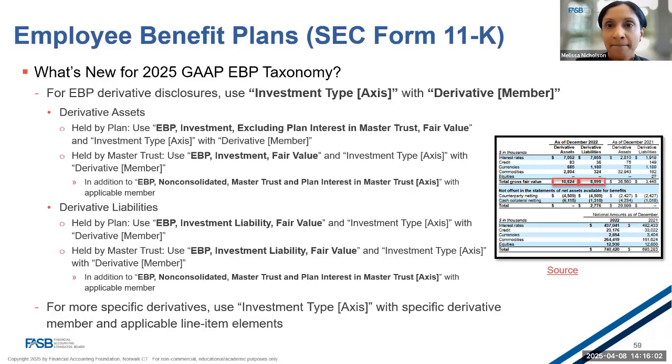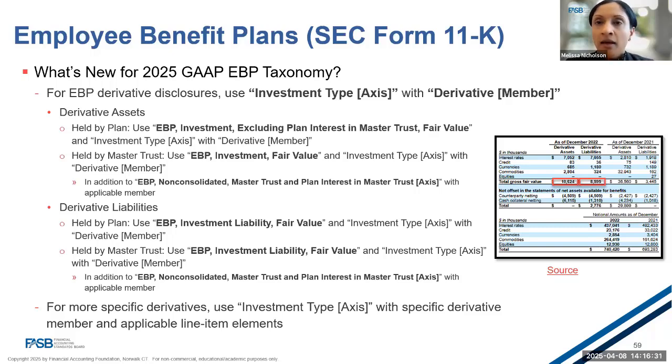Next slide, please. Now, we were not able to get this into the 24 GAAP EBP taxonomy, and so we've added to the 2025 GAAP EBP taxonomy the elements for tagging the EBP derivative disclosures. And for tagging that information, it is expected that the investment type axis with the derivative member is to be used with the applicable derivative assets line item elements that you see here.